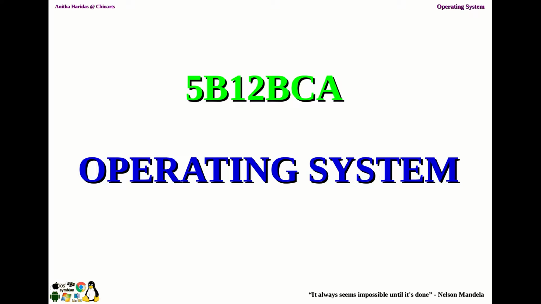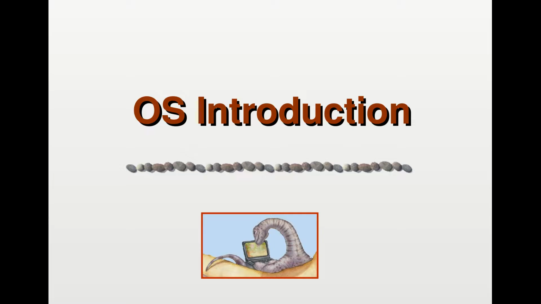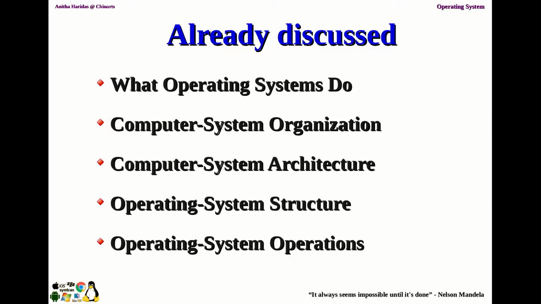In the operating system course, we are currently discussing the first module. As part of the introduction, we had already covered what an operating system is, what operating systems do, and we also talked very briefly about the organization and architecture of the computer system. Then we talked about how the operating system structure and the operations are closely related to the architecture of the computer system.